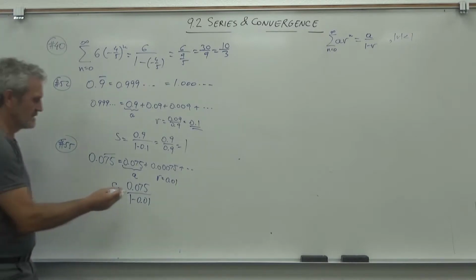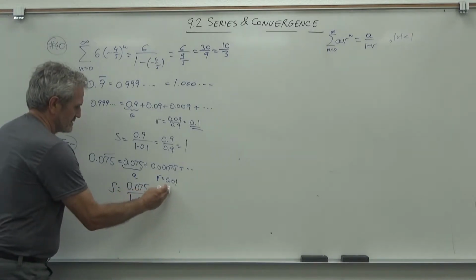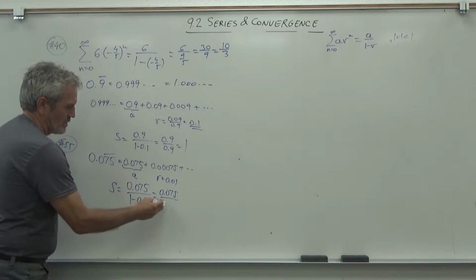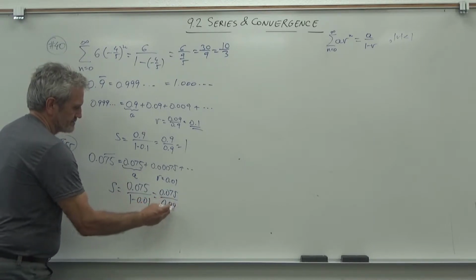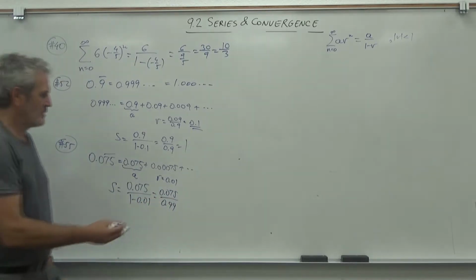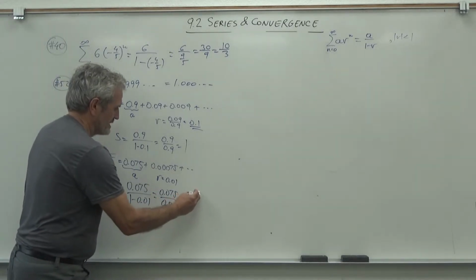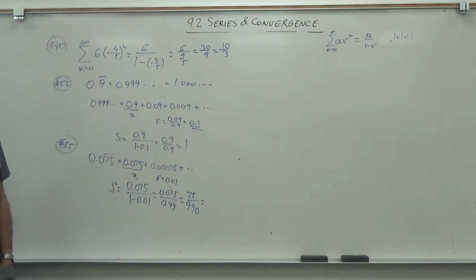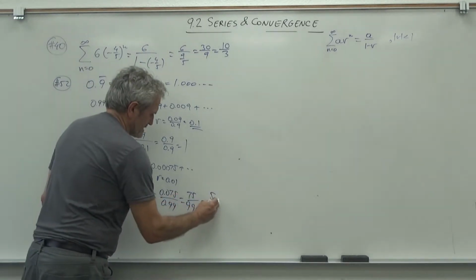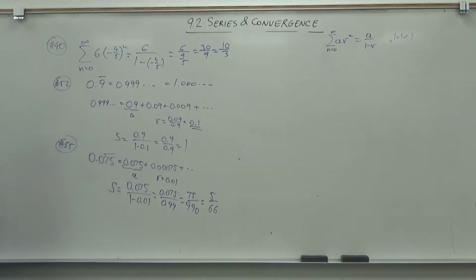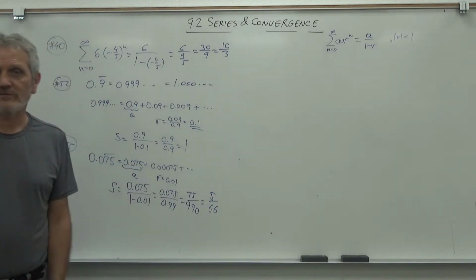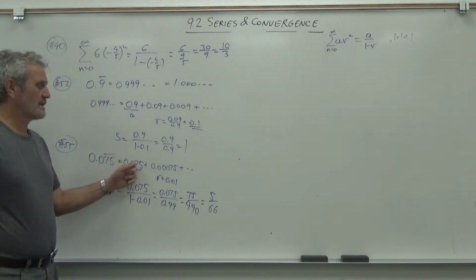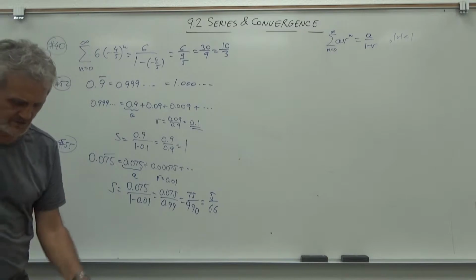A little polishing. This is 0.0075 over 0.99. If we multiply it by 10000, you will get 75 over 9900. And if we divide by 15, you will get 5 over 660. And then, obviously, if you are doing this as homework or on an exam, a good idea is to put this in a calculator and see if the calculator gives you this representation.